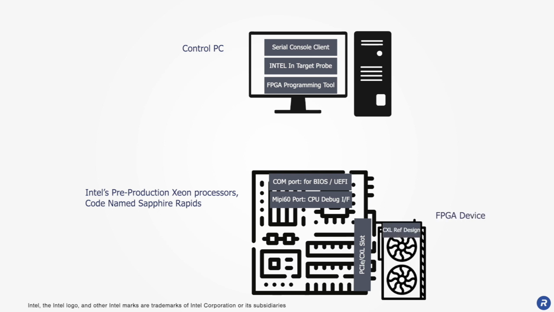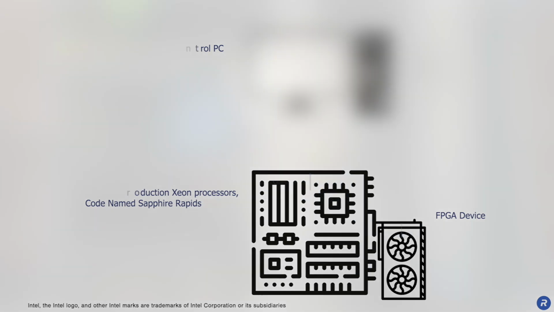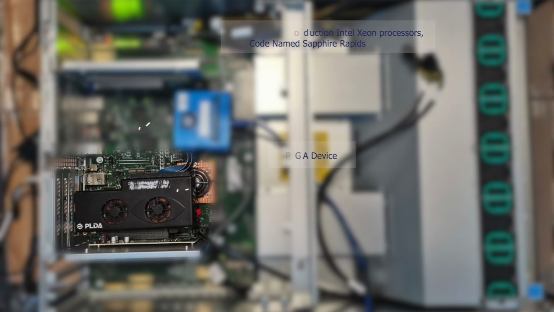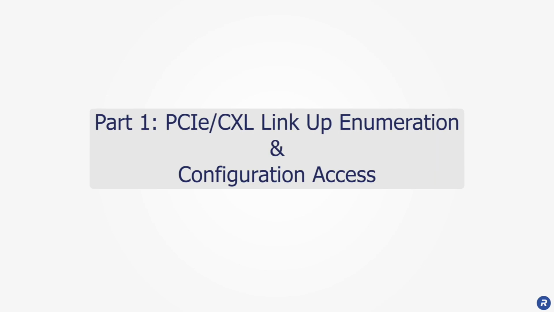This slot is used to connect an FPGA test board, which includes our CXL reference design. Here we can see a picture of the setup. We are first going to verify that our CXL device links up, and that it is enumerated and configured by the host, and that we can access the configuration space via CXL.io.